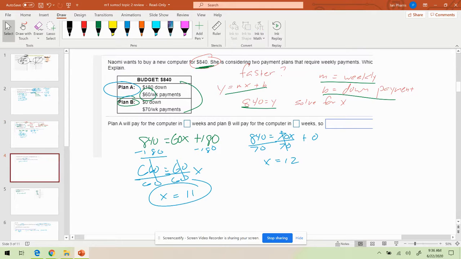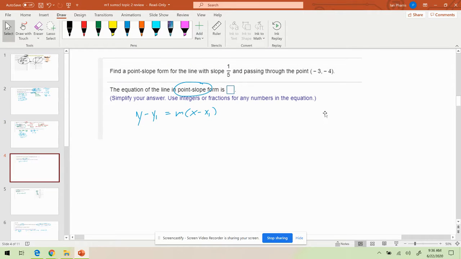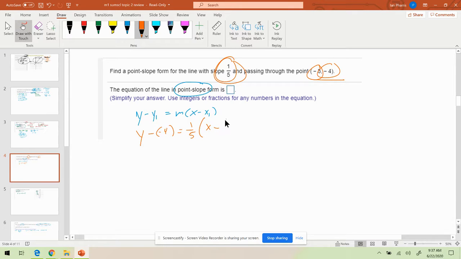Okay, one more slide for this video. This is the same kind of thing we did before, but this time they're going to give us the slope and the point. So we just plug those right into the point-slope form. Okay, so y minus, what's y1? It's right there. It's a negative 4 equals our slope of 1/5 times x minus negative 3. That's where they're trying to get you with that subtracting thing, subtracting a negative. So it's y plus 4 equals 1/5 x plus 3. Point slope form is right there, and you would leave it like that. Okay, that's that video.